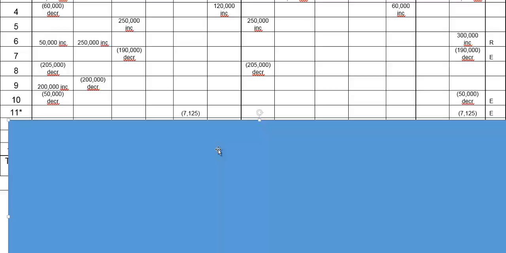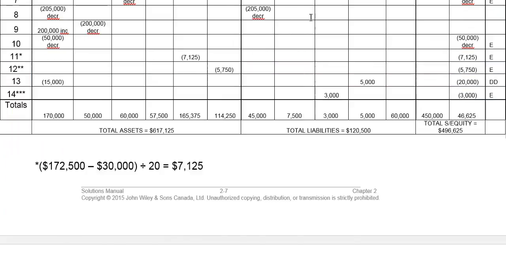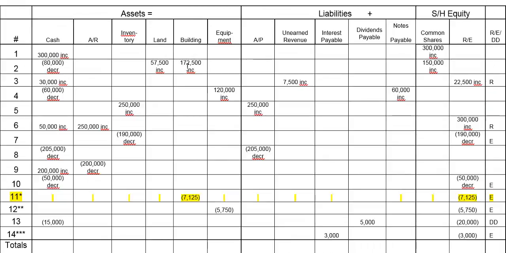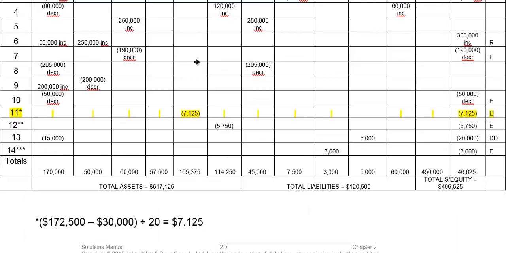This little fella might be a little more complicated to get. All right, so I'm just going to cut that little block out so we can spotlight this row right over here we're going to work on. So what's happening here? The question says the building, remember this guy here, the building that we recorded at 172.5? It says here it's depreciated using the straight line method with an estimated useful life of 20 years and a residual value of $30,000. So now what that means is that you have to calculate the value for depreciation.